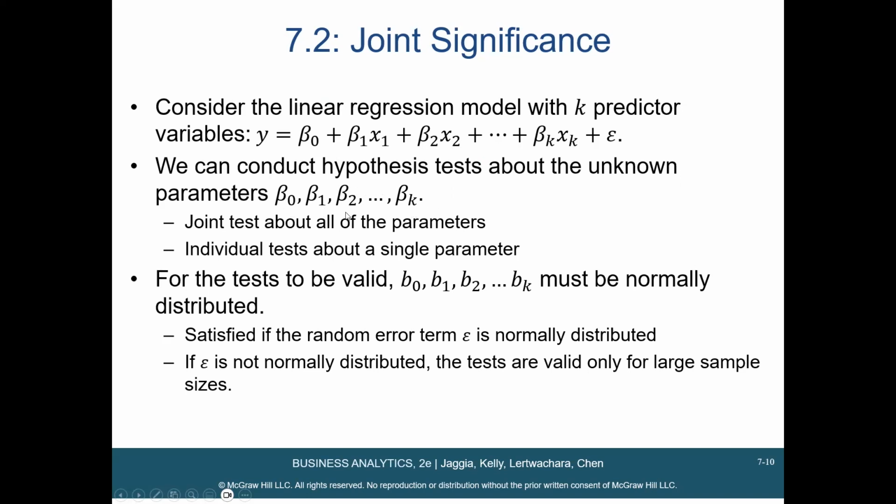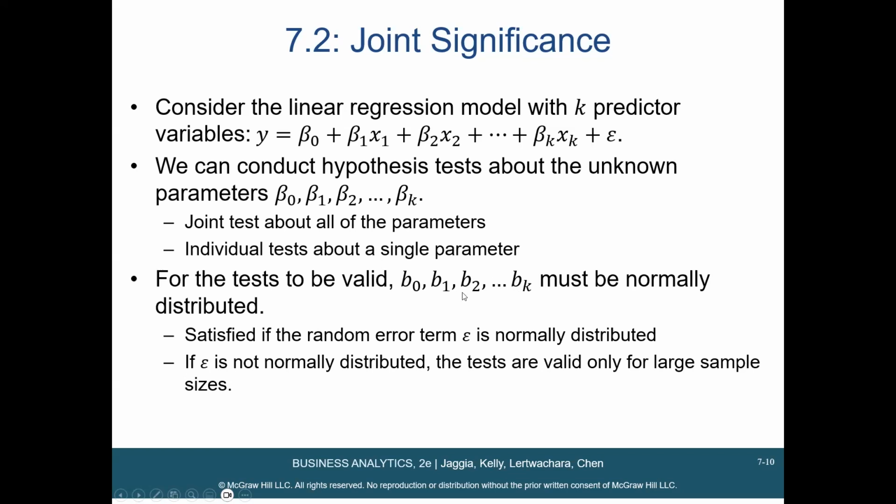The way we do that is a joint test about all of the parameters. Now, we've never seen a hypothesis test like this, and I'm not going to expect you to reproduce this in a different environment. I just want you to understand the outcome of it. We're also going to do individual tests about single betas. For the test to be valid, we need the values B0, B1 up through BK, from different data, to be normally distributed.